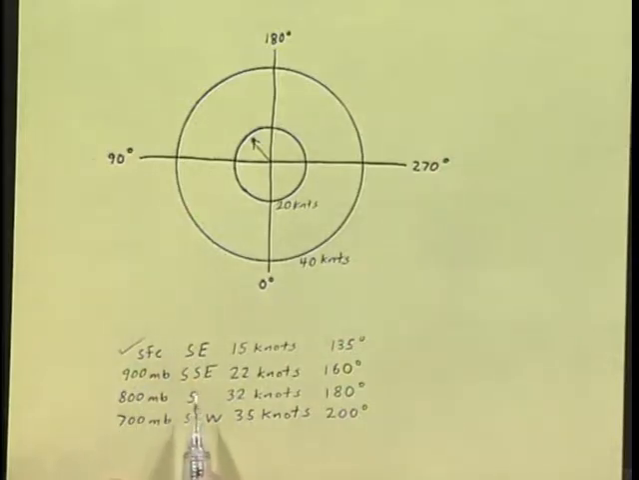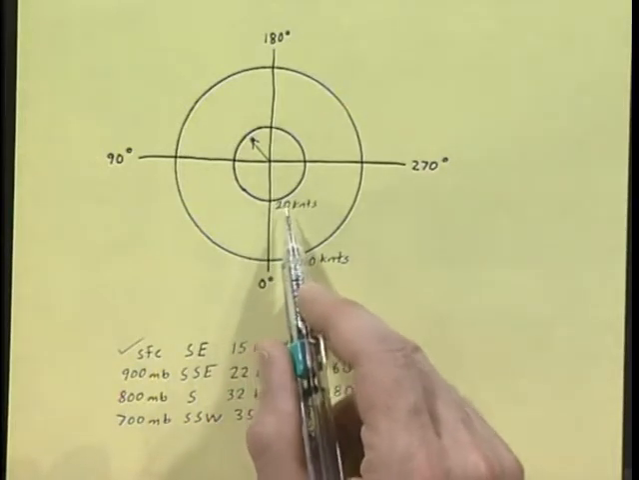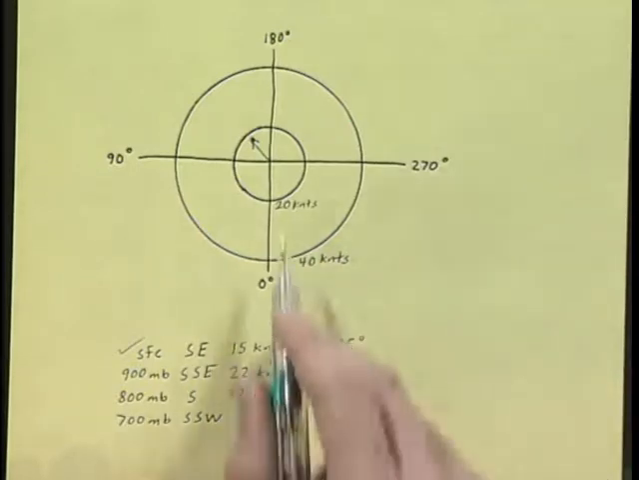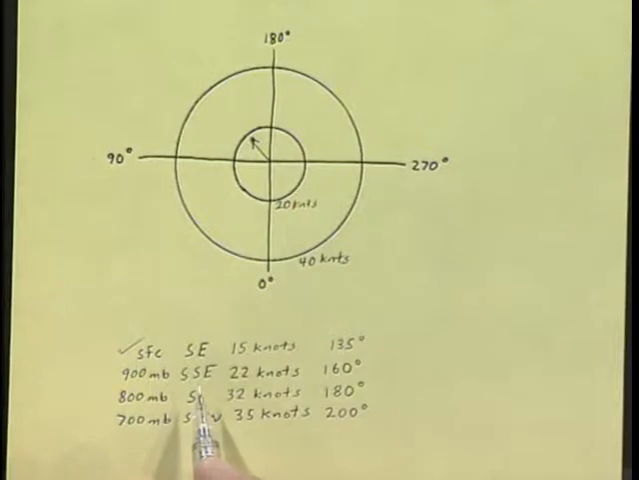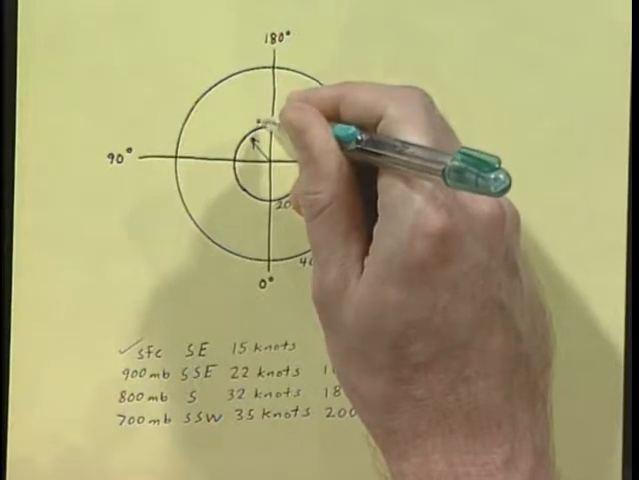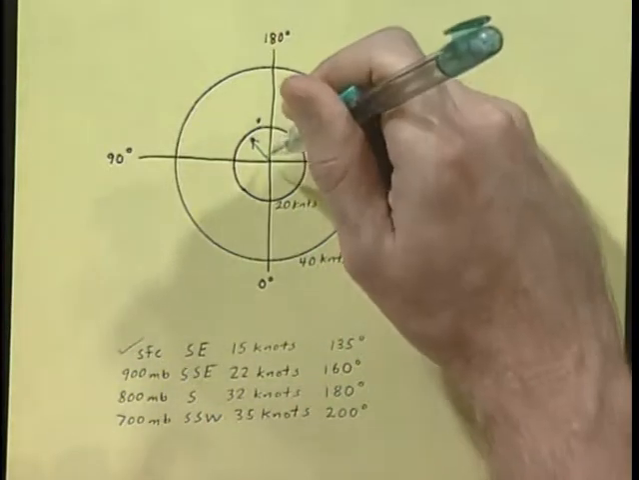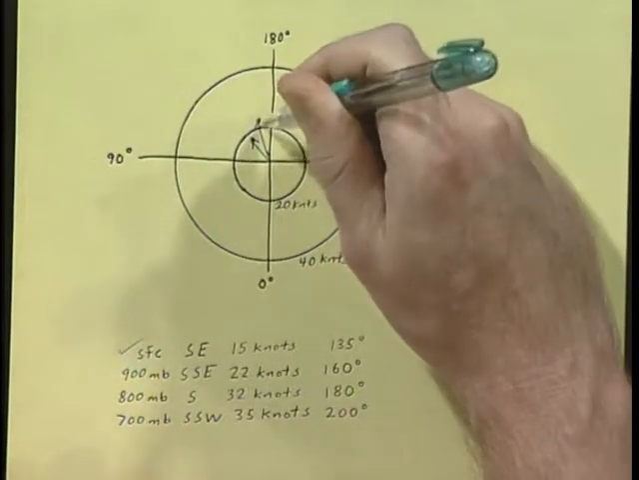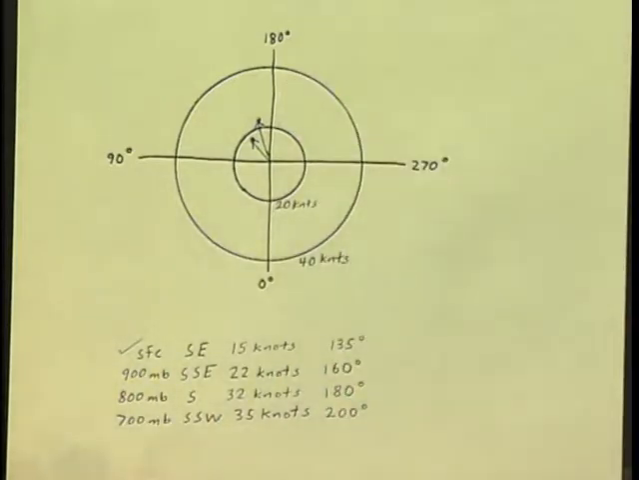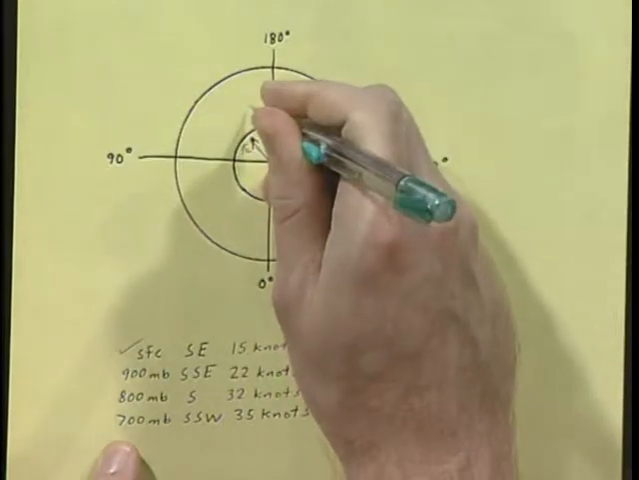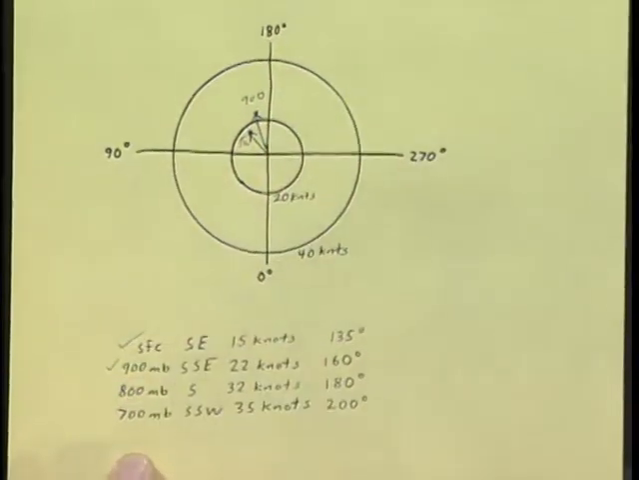Now we'll plot 900 millibars. That's south-southeast at 22 knots. So that's a little bit greater than this first speed ring here. And the wind is flowing towards 160 degrees on our diagram, or from the south-southeast. So we'll put another dot in this position here, and we'll draw another vector starting from the center with the tip of the vector ending at our dot there. So there's our second vector representing 900 millibars. We can label these also for surface and 900. So two more to do.